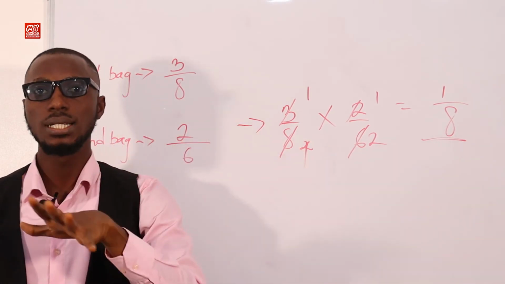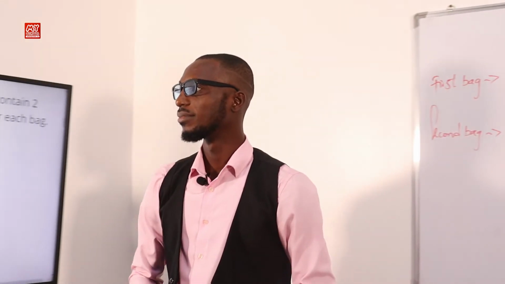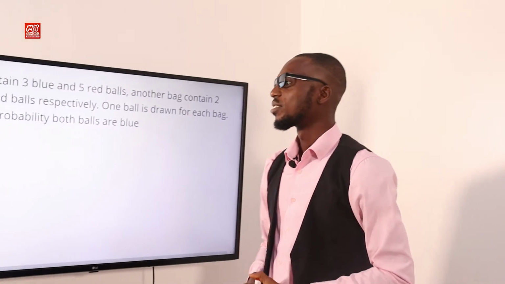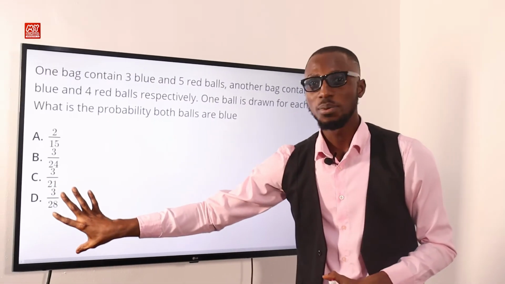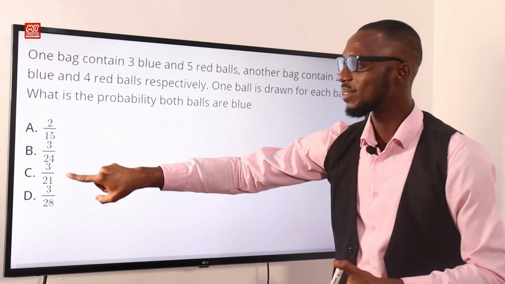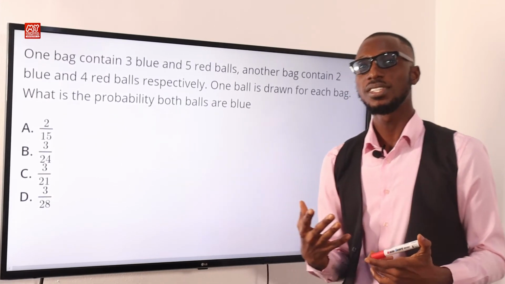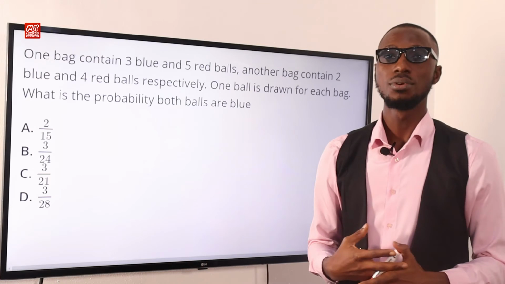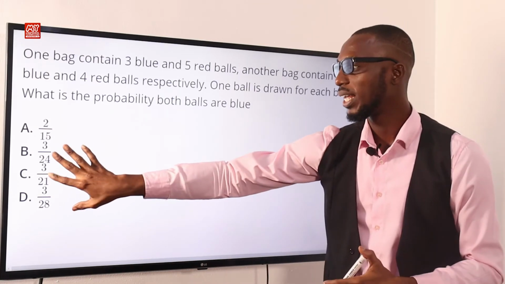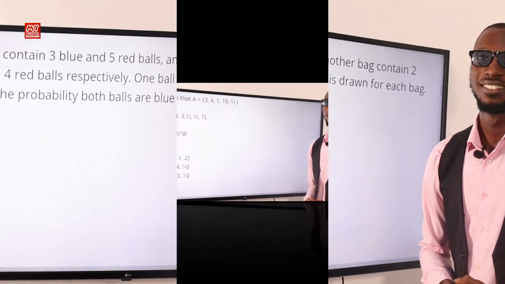So let's go back to the screen and pick out the correct option. If you look at all of the options provided, we don't have 1/8, but we have 3/24. When you divide it, you get 1/8. So this is one crafty way that options or answers are presented to candidates. So the correct option here is option B, 3/24 or 1/8.